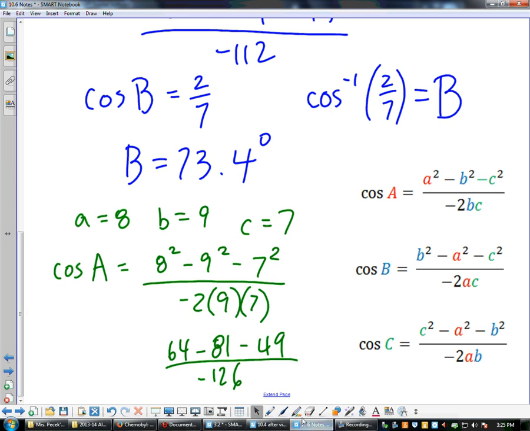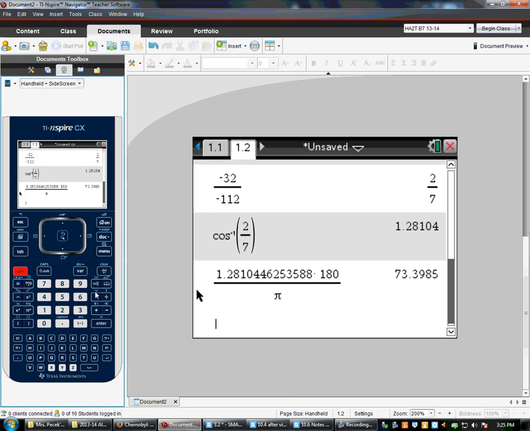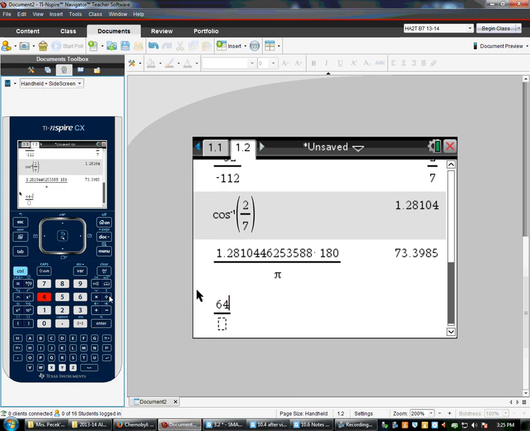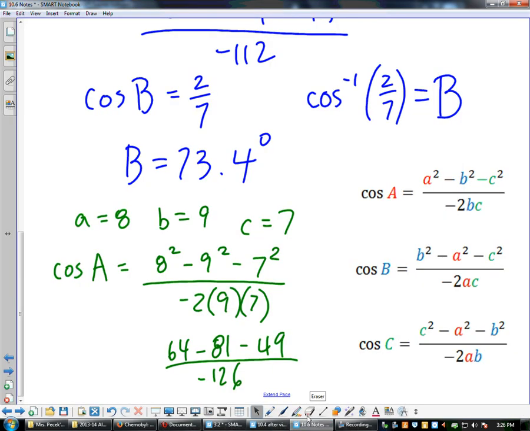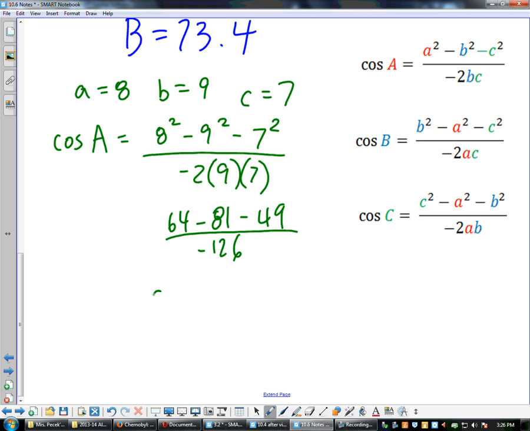All right, so let's try this. 64 minus 81 minus 49 over negative 126. We get 11 over 21. And so cosine of A is negative 11 over 21. So we're going to do cosine inverse to find angle A. Angle A is going to be cosine inverse of negative 11 over 21.